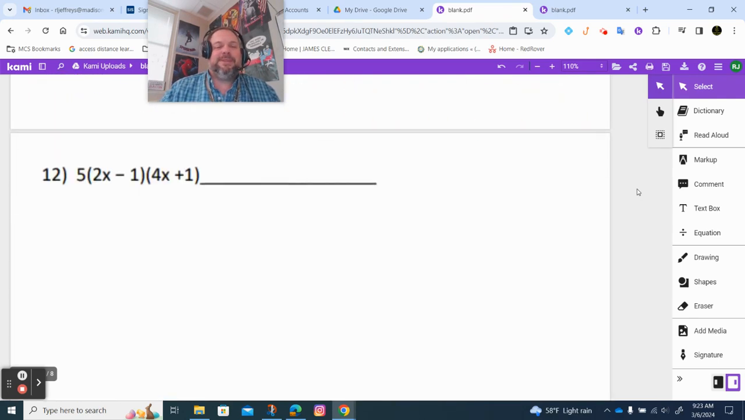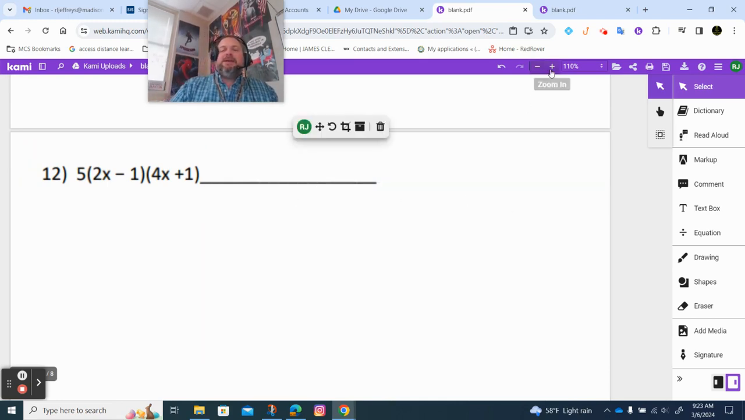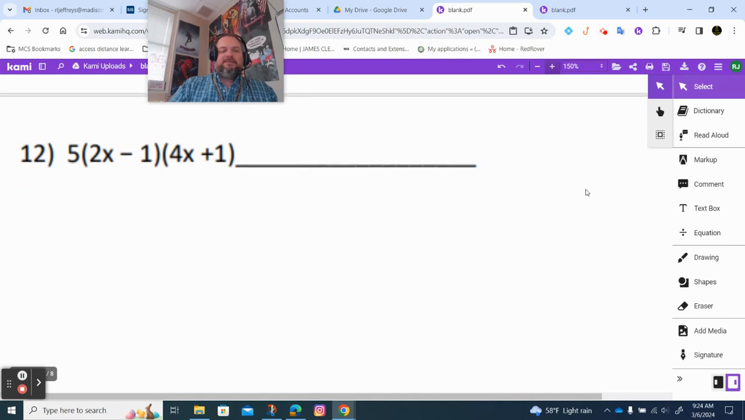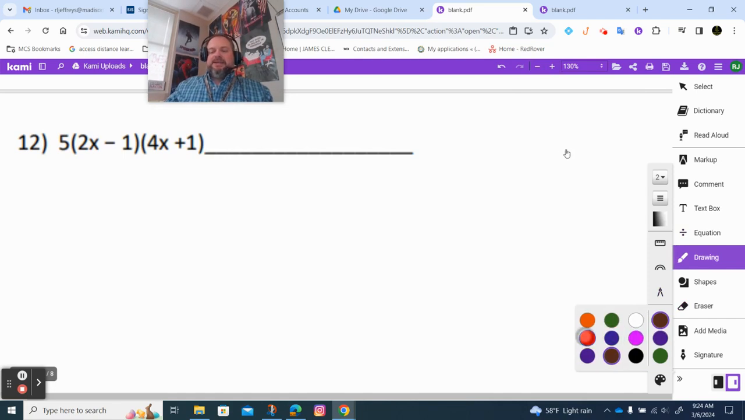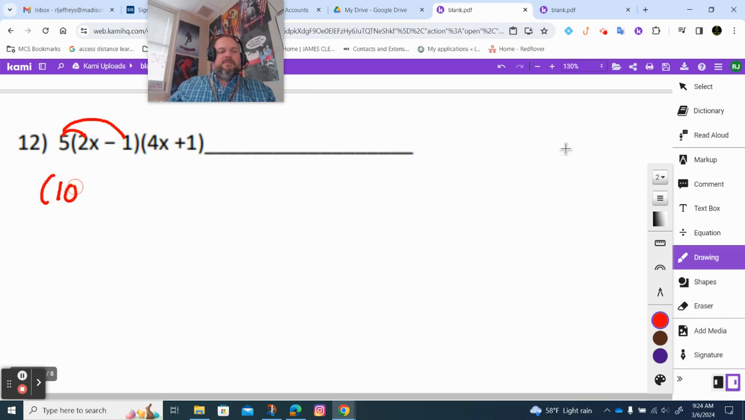All right. Now, number 12. This is the problem that I'm probably going to change on the test to not have this 5 out here. Now I did say you needed to do this first. Some people would have actually multiplied this and then multiplied it by 5. That's the same thing, but you know, potato, potato.